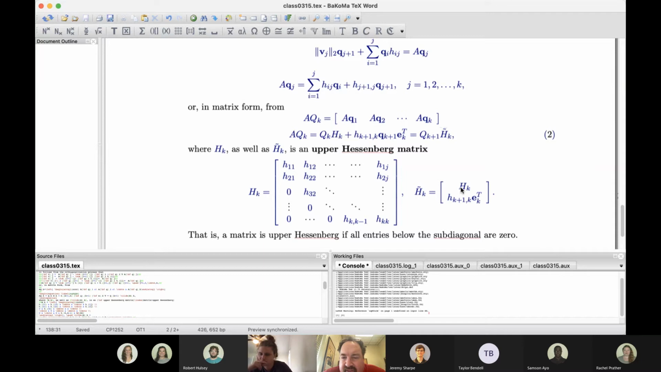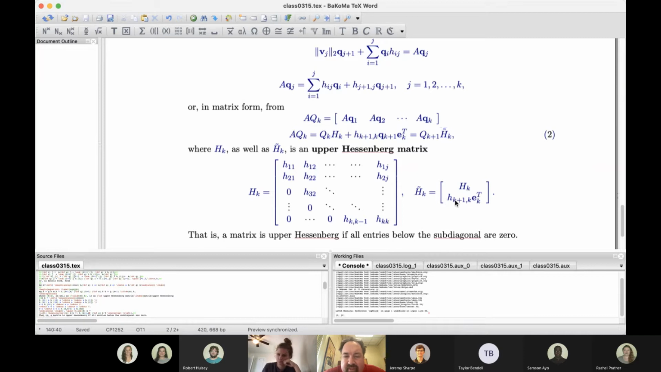H̃k is the same, except we have one more entry below, that's h(k+1),k. So the last row of this matrix is entirely zeros, except for this entry in the rightmost position. So both of these are Hessenberg matrices. This one is k by k. This is a rectangular matrix. It's k+1 rows and k columns.